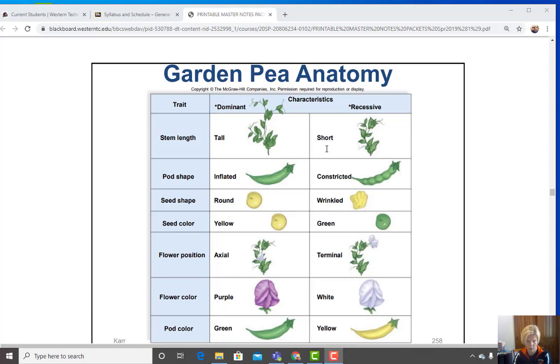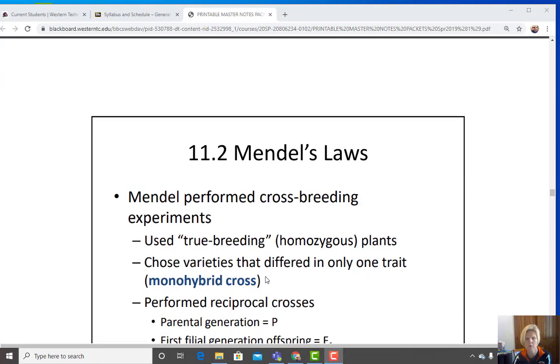If I want to look at a dihybrid cross, then I would pick two traits. I would pick a tall plant with inflated pods, or maybe a tall plant with purple flowers, or a short plant with white flowers. That's a dihybrid cross. Di meaning two. So we'll start with monohybrid to kind of keep things simple.